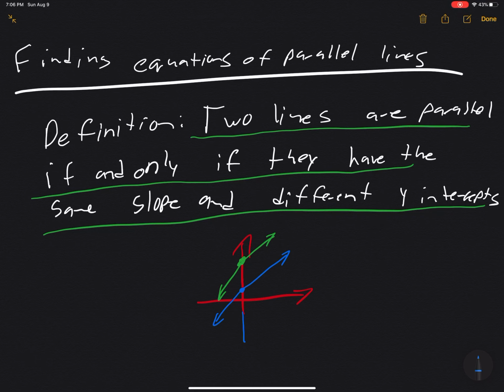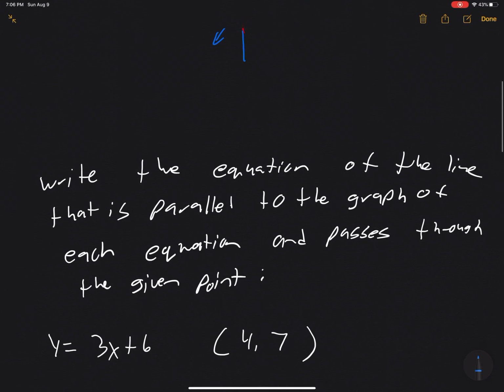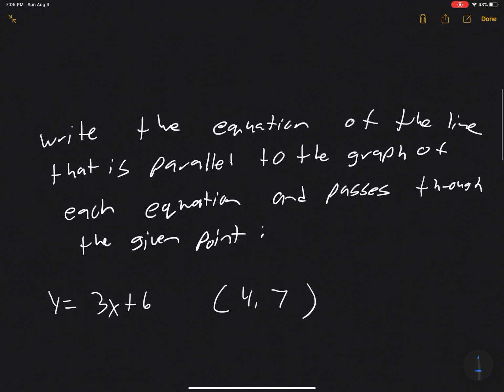However, it does specify that we need different y-intercepts, which also makes sense because if I were to shift this blue line up to have the same y-intercept as the green line, they would no longer be parallel, they'd be identical, they'd be the same line. So, we know that two different parallel lines must have the same slope and different y-intercepts. And we can use that to answer questions. We can use that to find the equations of lines that are parallel to each other.